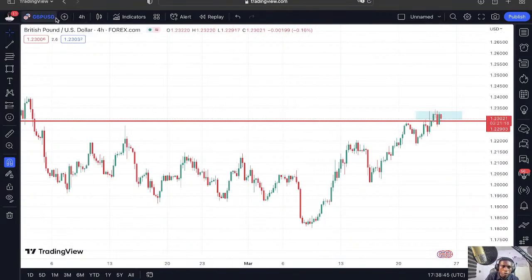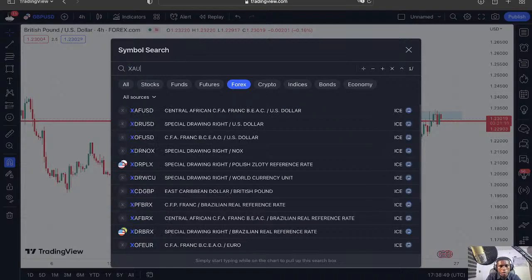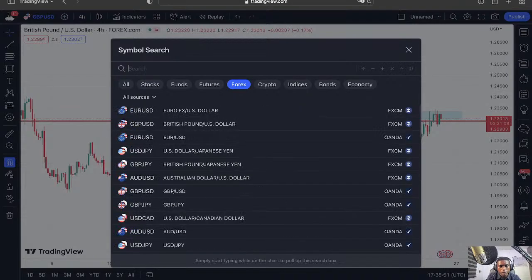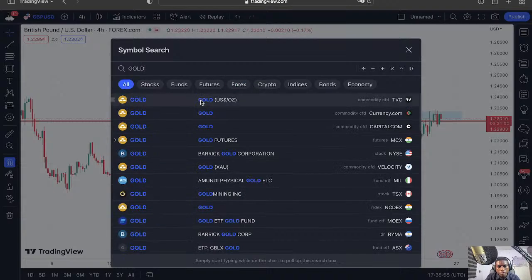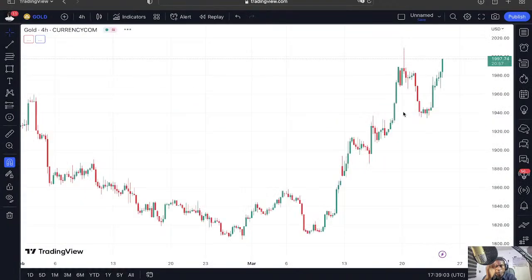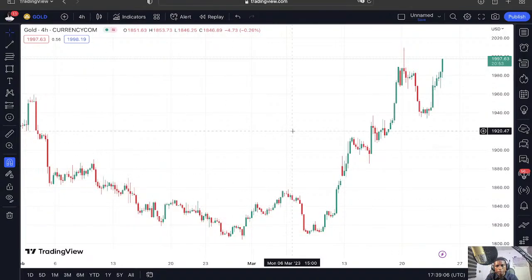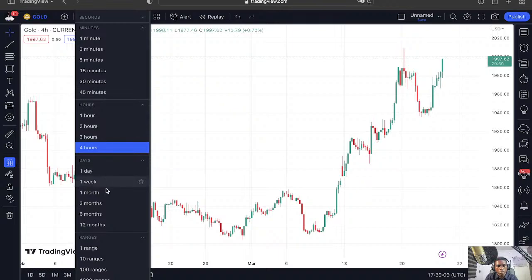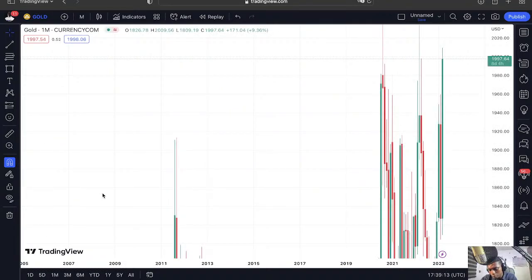Okay, somebody wants us to take a look at gold. Let's look at gold. All right, let's take a look at gold on the 1 month time frame.